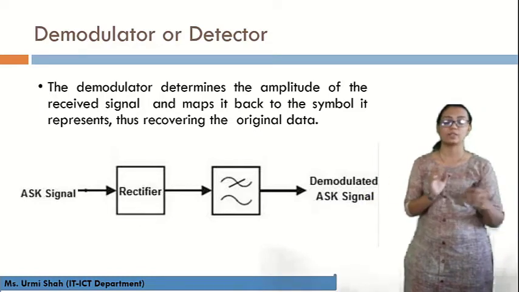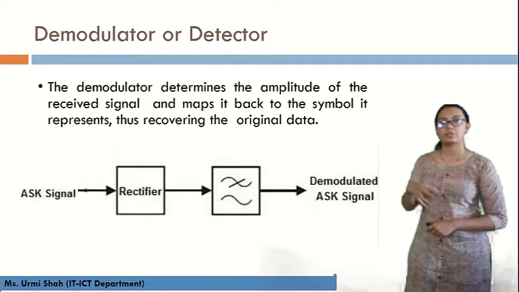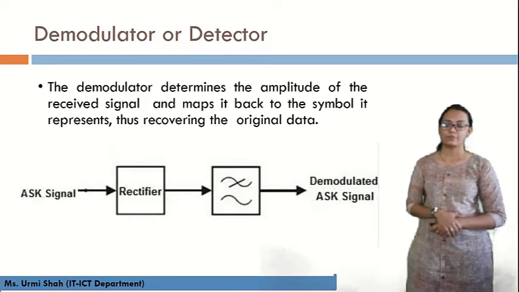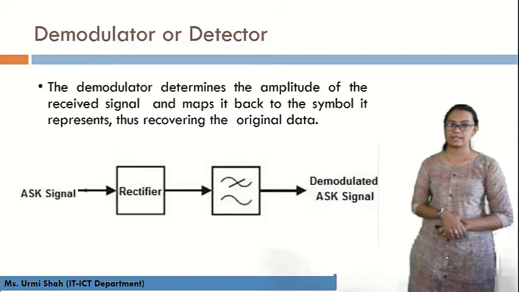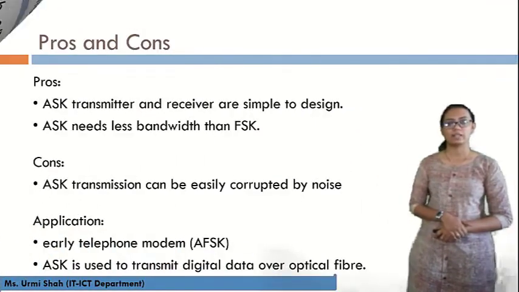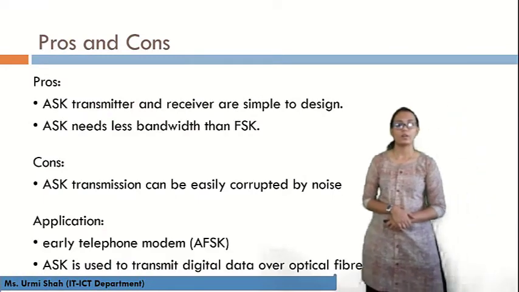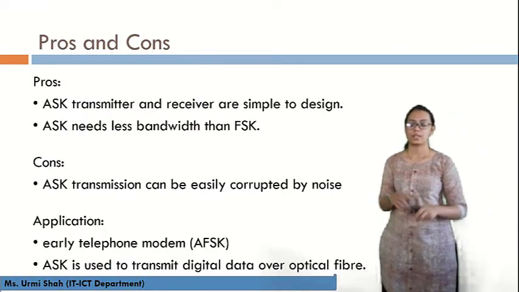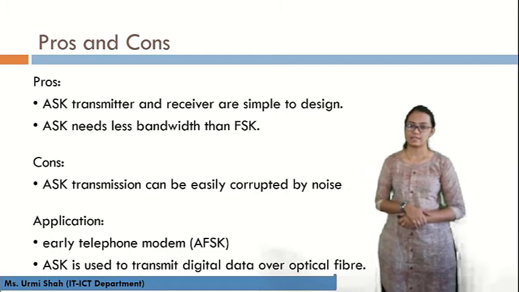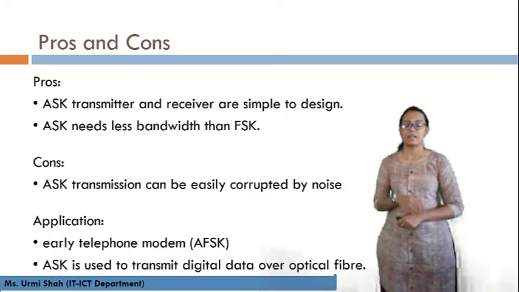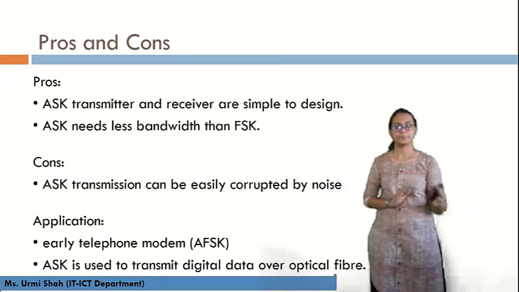Rectifier will filter out the AC content and it will further process via filter the demodulated ASK signal. So this is the working of demodulator or detector circuit. Now, we have discussed a lot about what is ASK, what is FSK, what is PSK.